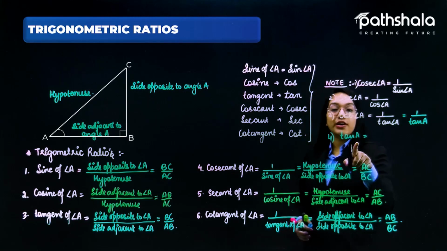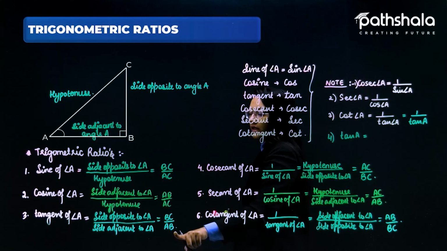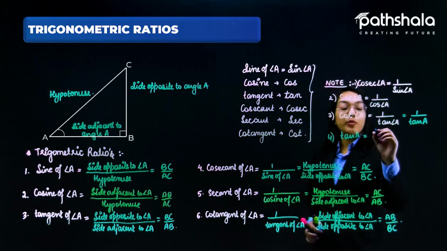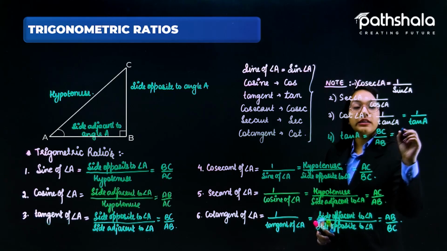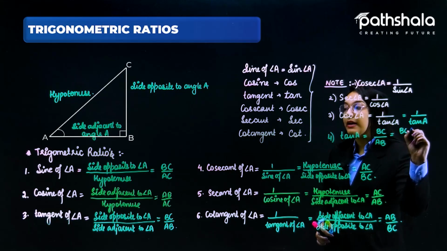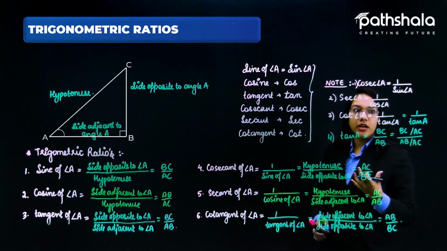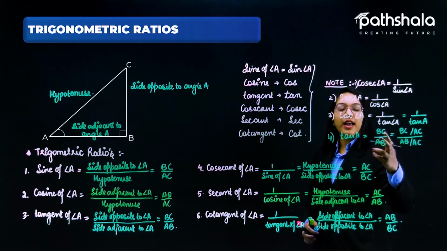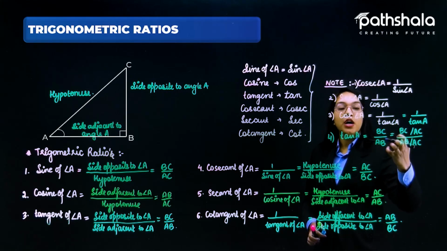So tan of A is actually nothing but, as you can see, a ratio of BC by AB. Let us suppose I write it over here as BC by AB. Furthermore, I can write this relationship as BC by AC divided by AB by AC. As you can see, I have divided by AC in the numerator as well as in the denominator in order to make it into the formation of sine and cos.